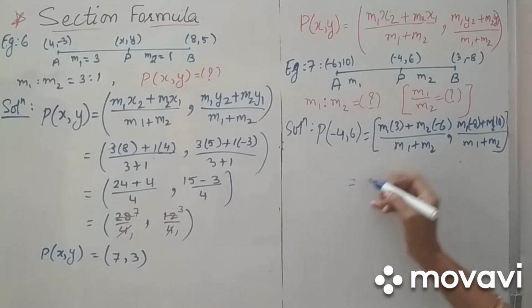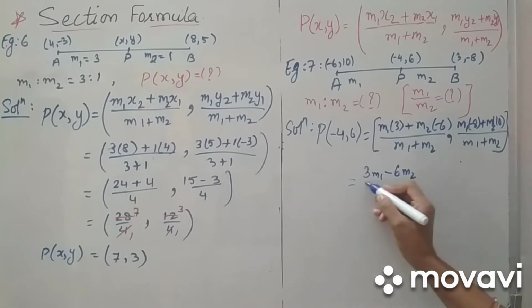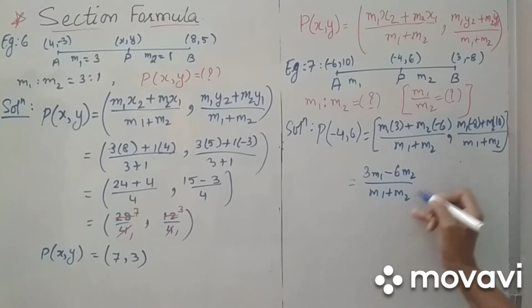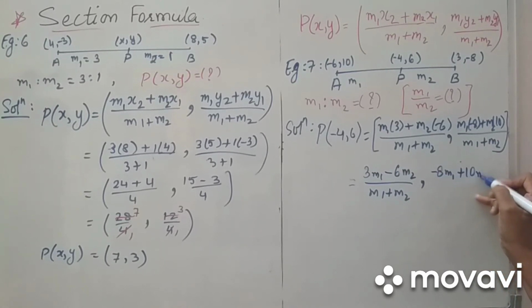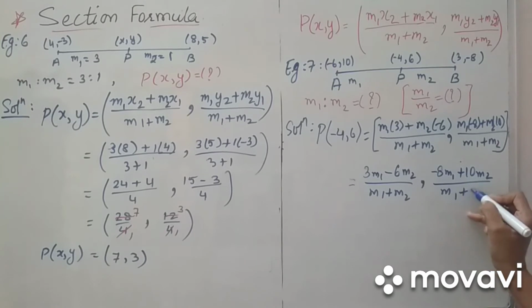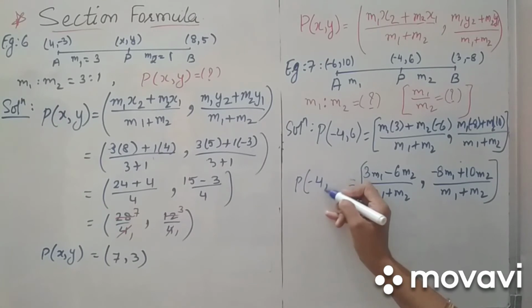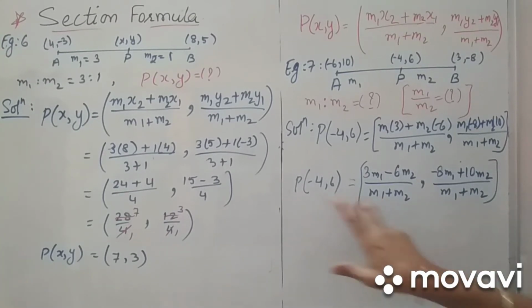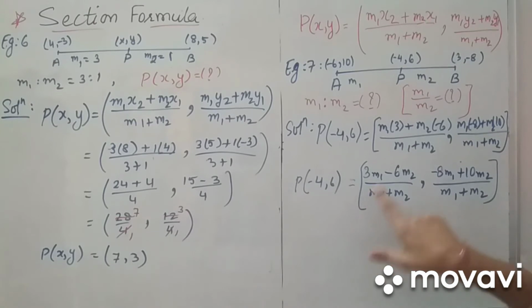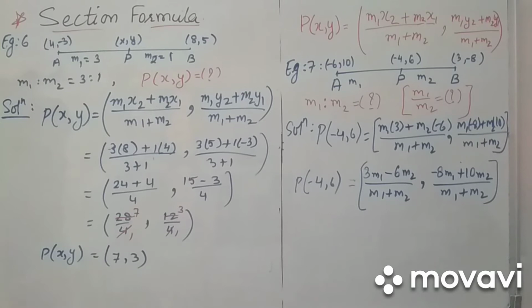On simplifying, what do we get? 3m1 minus 6m2 upon m1 plus m2. Next is minus 8m1 plus 10m2 upon m1 plus m2. And P coordinates as minus 4, 6. Now I am comparing one of the coordinates, x. This x, minus 4, is equal to this coordinate. So comparing it with this and simplifying, that is the answer.